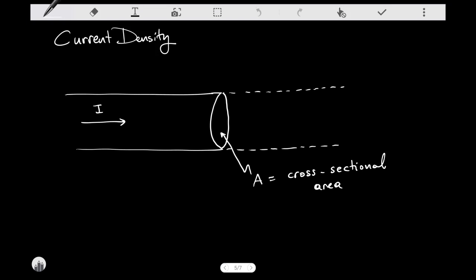This is how we define current density. We consider a wire. Let A be the cross-sectional area of the wire. So we have some kind of a perpendicular cross-section of that wire, and A is the area. So the ratio of the current to the area is called the current density.